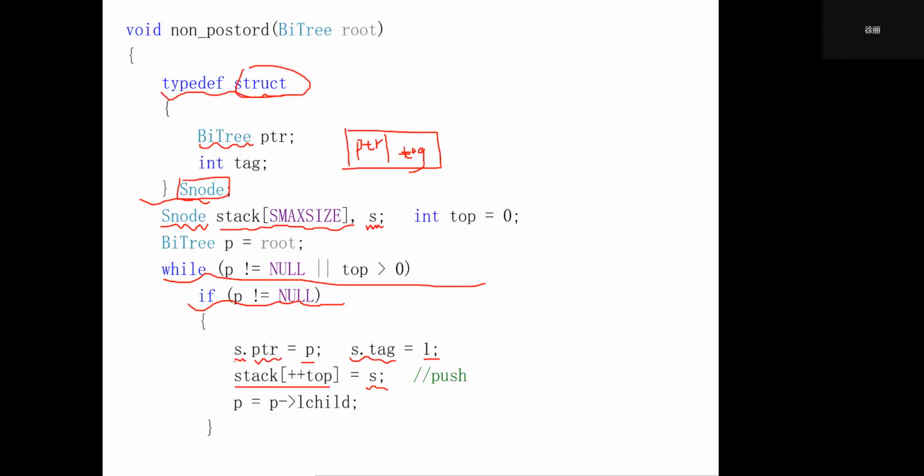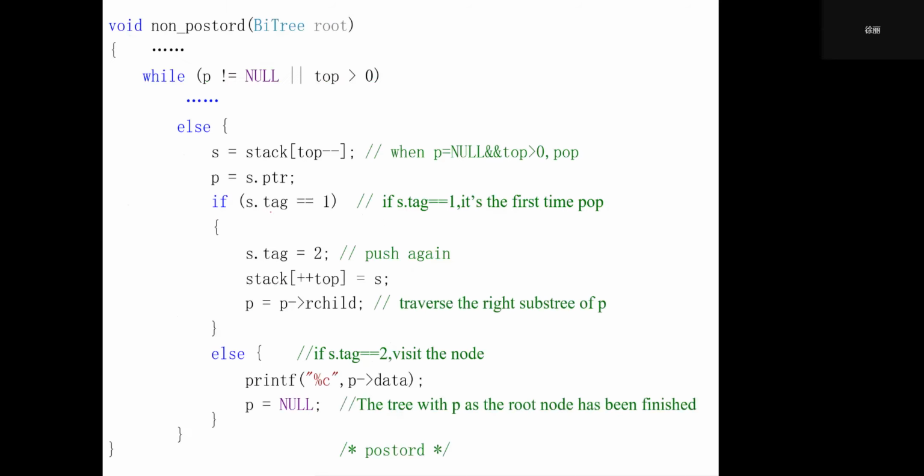Else, do you remember we need to pop from the stack? And we need to check the tag is 1 or 2. If tag is 1, that means it's the first time. So we can't visit the node now. We need to modify the tag to be 2, and then push again and go right. You need to go right at first, and then you can visit the node. So we modify the tag to 2 and push it again and go right.